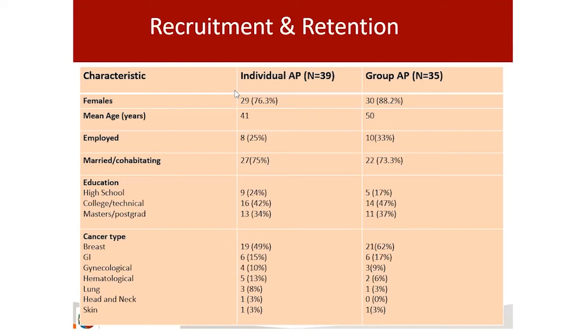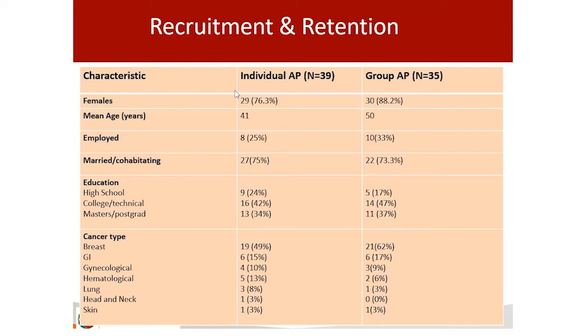Most of them were married or cohabitating. The patients were well educated, and most of them had a master's degree or at least a college degree, and the very least were high school educated. And again, in proportion to the kind of patients we had, most of them were female.